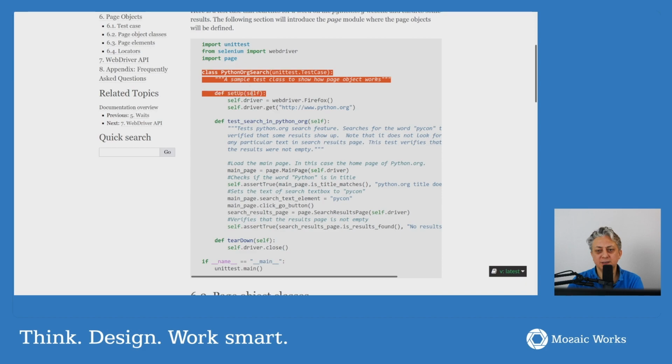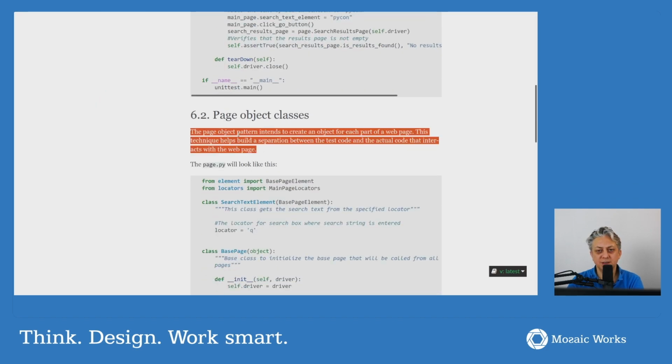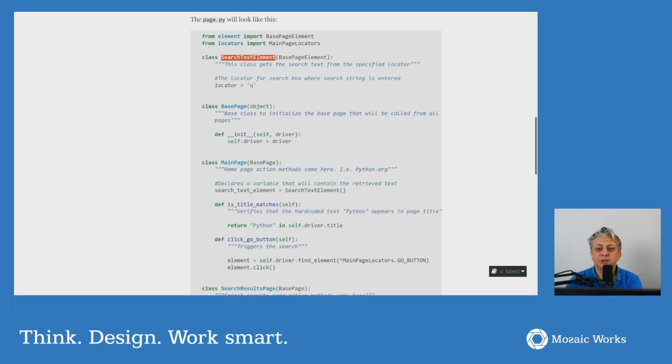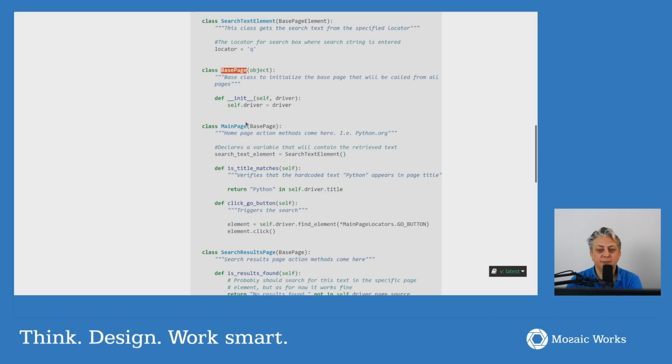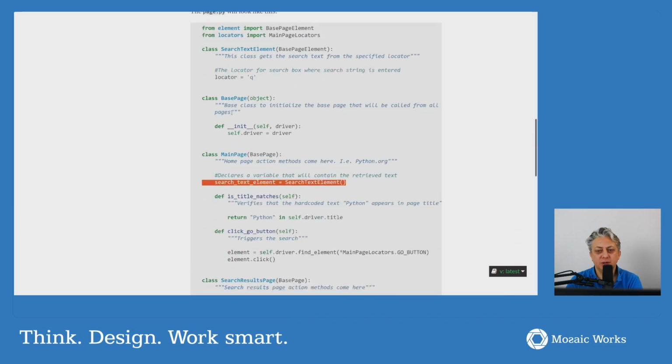So we'll have a test, self driver get, test search. Load the main page, page.main page, assert true, click go, search result, assert true. Okay, so this is a simple test in Selenium. Now page object classes, from elements, from locators, search text element, base page, main page derived from base page, and this initializes with the driver. I don't understand who initializes the main page.